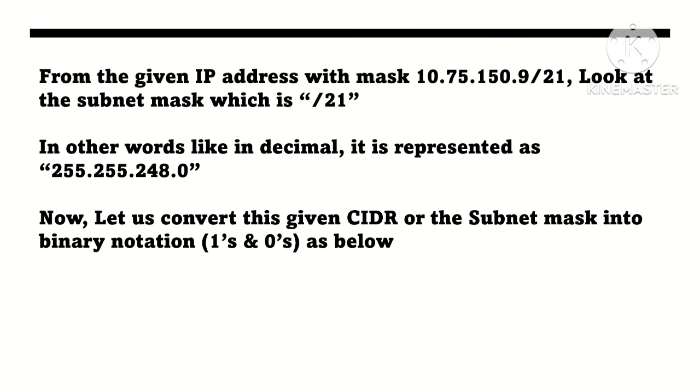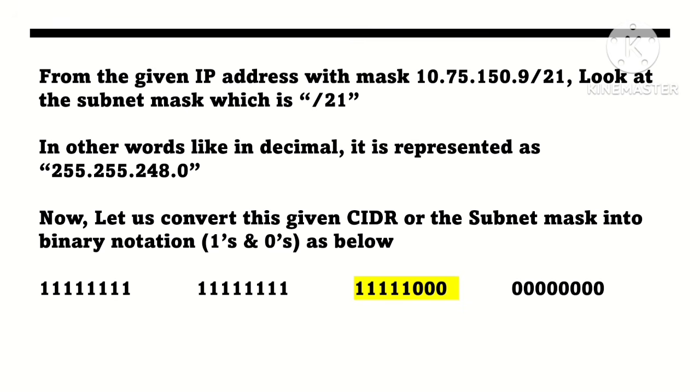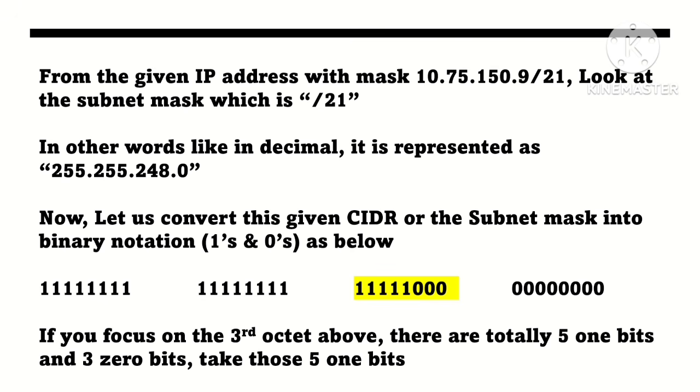all ones in the first octet, that is 255. For that, you will get all ones, and the second octet is also going to be all ones, and the third octet is 248. When you convert it into binary, it becomes 11111000. So if you focus on the third octet above, there are totally 5 one bits and 3 zero bits. Take those 5 one bits.